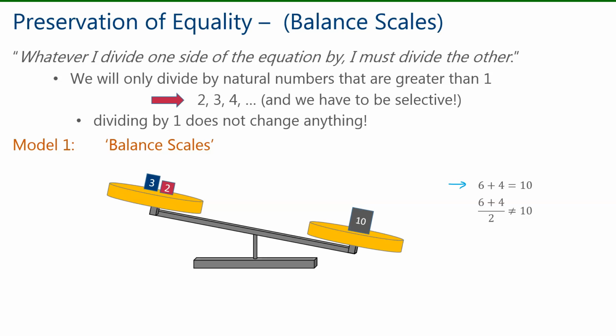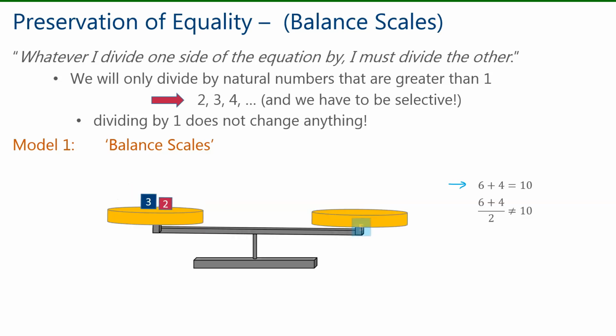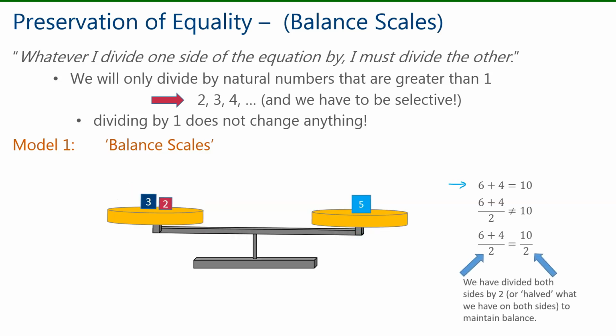In order to balance things out, I need to take half of what's on the right-hand side. And half of 10 would give us 5. 6 plus 4 cut in half is equal to 10 cut in half. In other words, we have divided both sides by 2 to maintain balance.